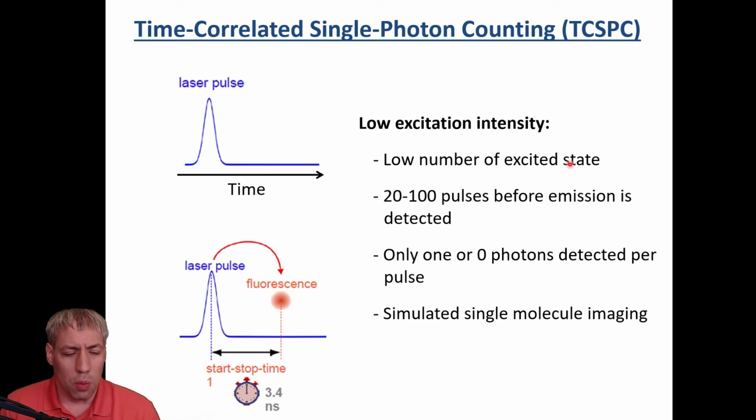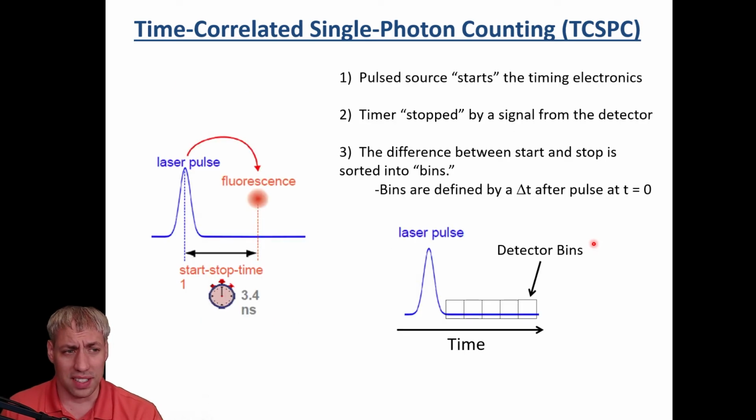And so the way TCSPC works is it's a very low intensity technique where you essentially want a very small number of excited states. So you do a low intensity pulse of laser light as narrow as you possibly can. And every once in a while, you're going to get an emission event. Every 20 to 100 pulses, you're going to eventually detect an emitted photon. Ideally, it should be only 1 or 0 photons per pulse of light. So it's analogous to single molecule imaging, except you're doing it on an ensemble, but you're only exciting and detecting 1 photon at a time.